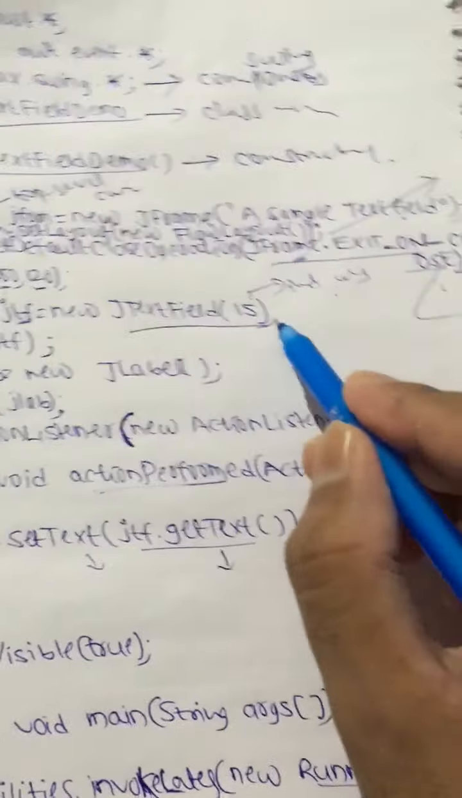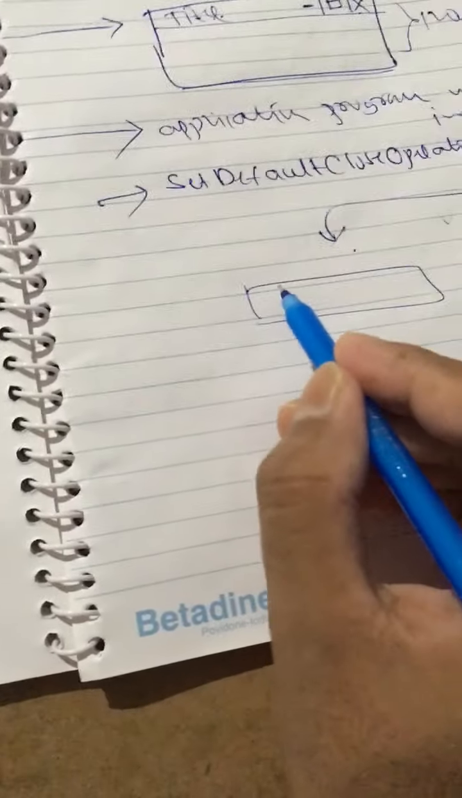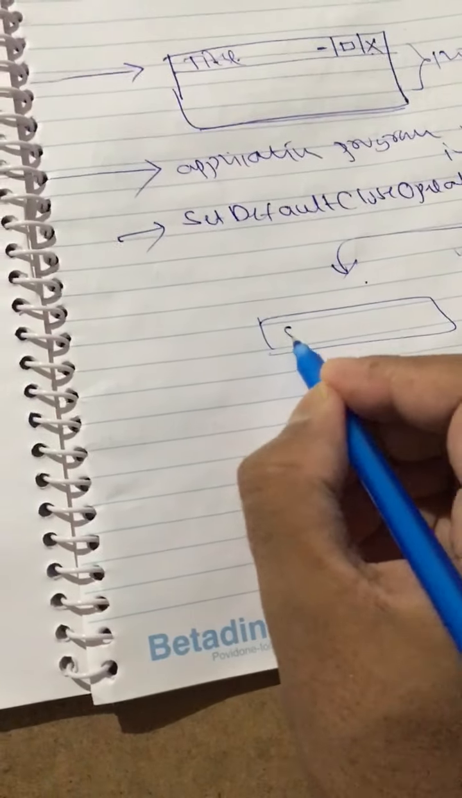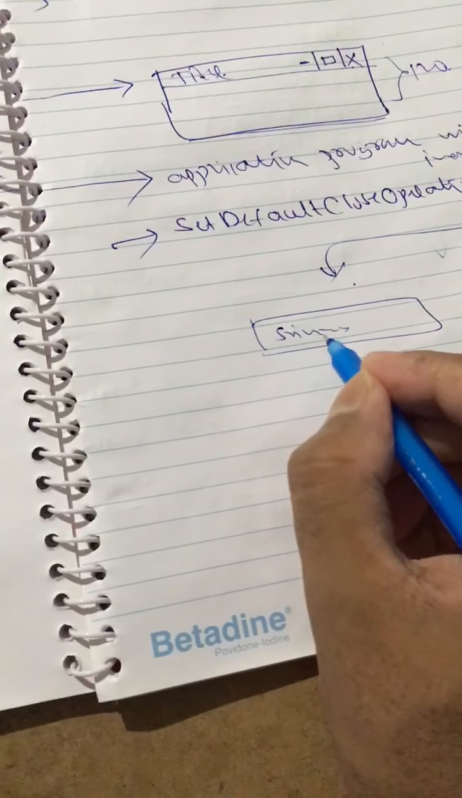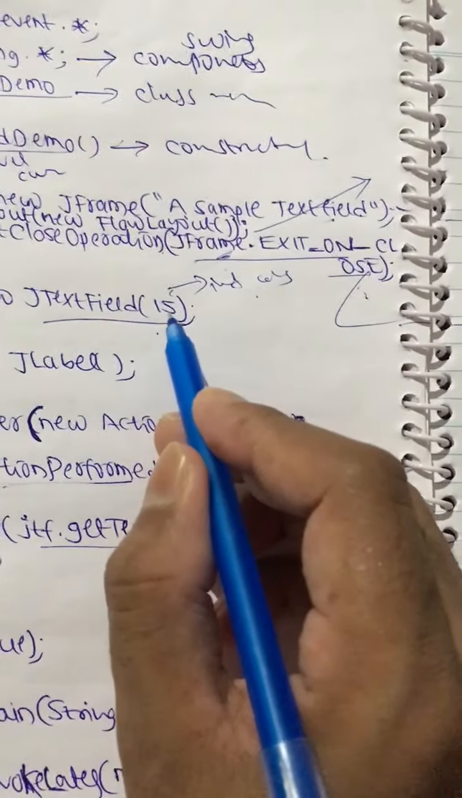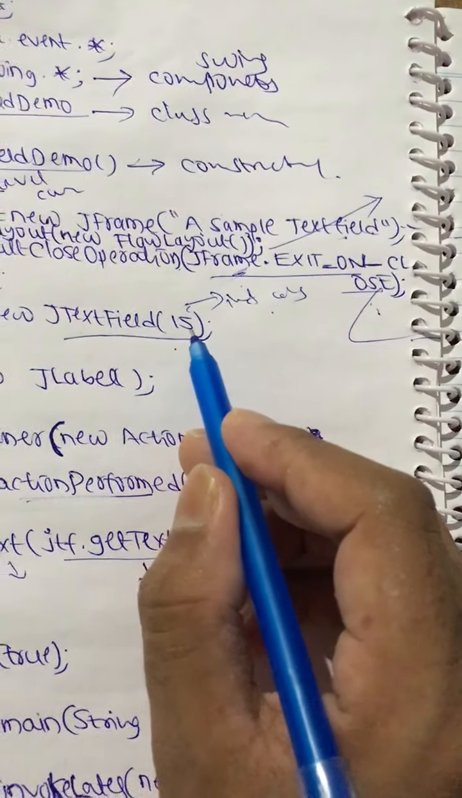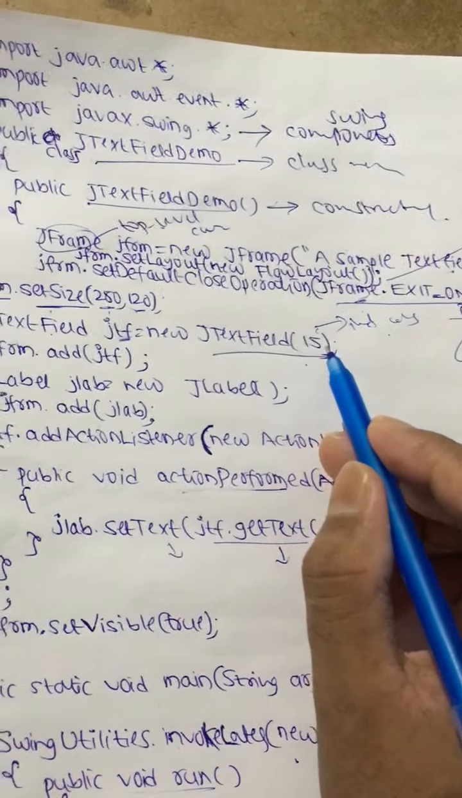For example, say the text field looks like this. We are entering a text, for example Srinivas, which has 8 characters. Here the number of characters is 15, meaning we can enter a string of up to 16 characters.